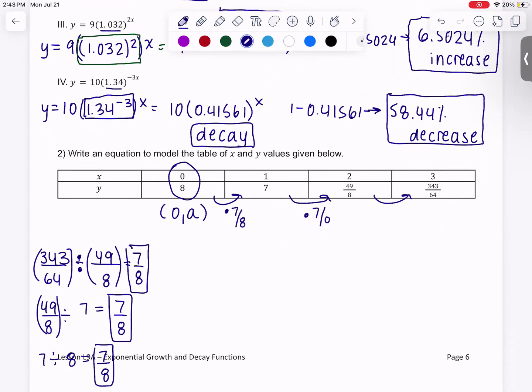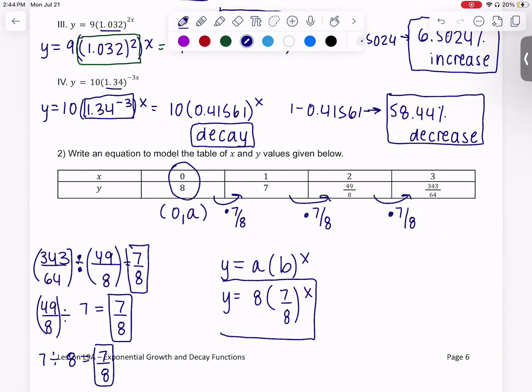8 times 7/8 is 7. 7 times 7/8 is 49 over 8. 49 over 8 times 7/8. So y equals a times b to the x. y equals 8 times 7 over 8 to the power of x.